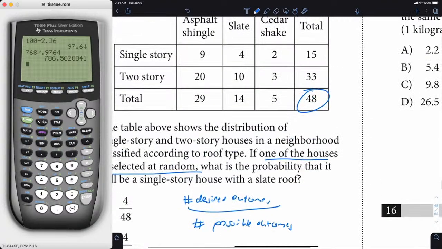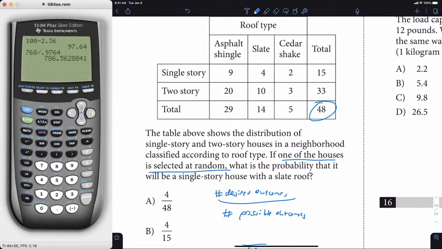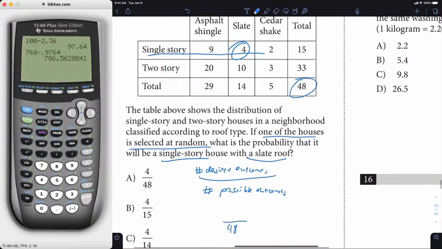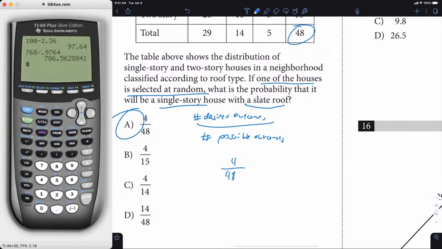And then the top of the fraction is going to be the ones that are single story with a slate roof. Let's see how many are single story with a slate roof. Looks to be about 4. So it's going to be 4 out of 48, or option A.